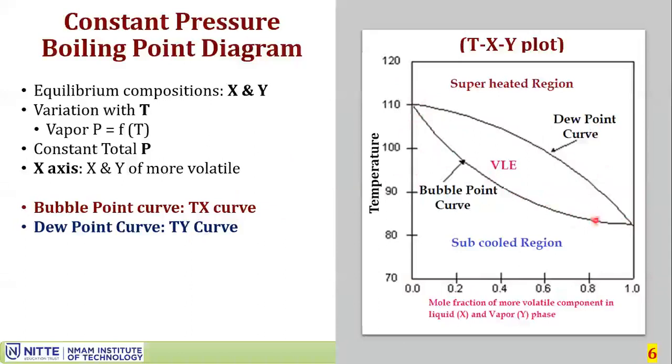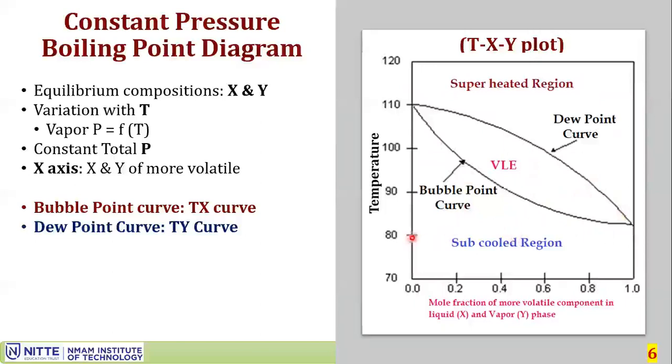Any region below this curve, below this Tx graph, is called the subcooled region. In this particular condition, you take any mixture, it will be in the liquid phase. Above this is the superheated region. So above the Ty curve, you take any point, that will be in the vapor phase. But in between these two curves, you take any point, it will be in the equilibrium region. Equilibrium region means vapor and liquid coexist.